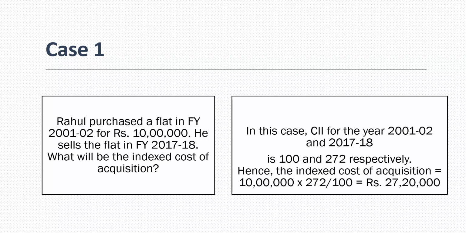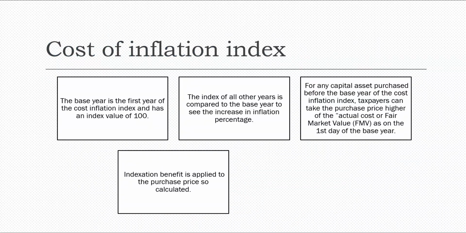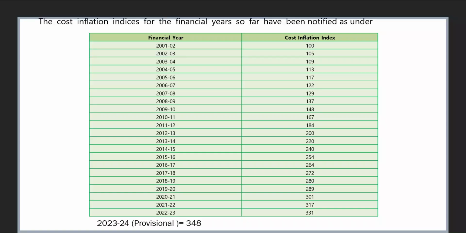The CII is the cost of inflation index, which we just discussed. In 2001-02 it was 100, and in 2017-18 it is 272. So it is 272 divided by 100 into 10 lakhs. That means you purchased the property for 10 lakhs, and when you are selling, the indexed cost of acquisition is 27 lakh 20,000. So 272 divided by 100 multiplied by 10 lakhs gives you 27 lakh 20,000.